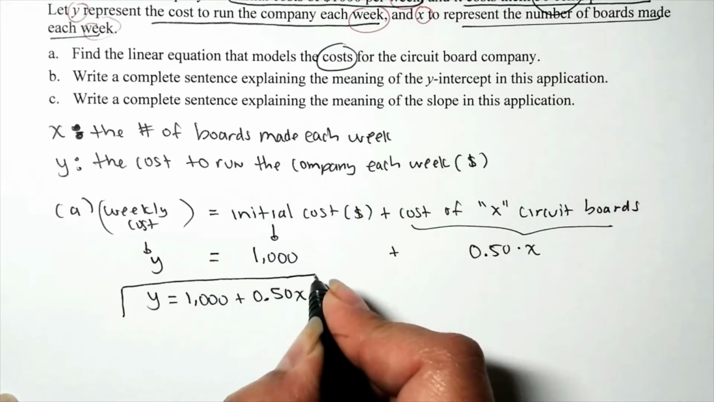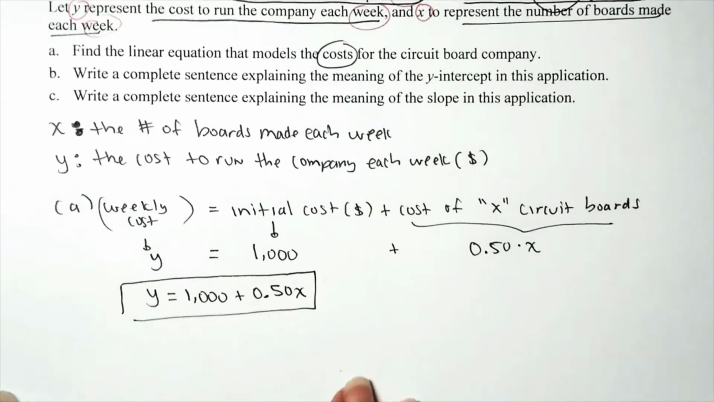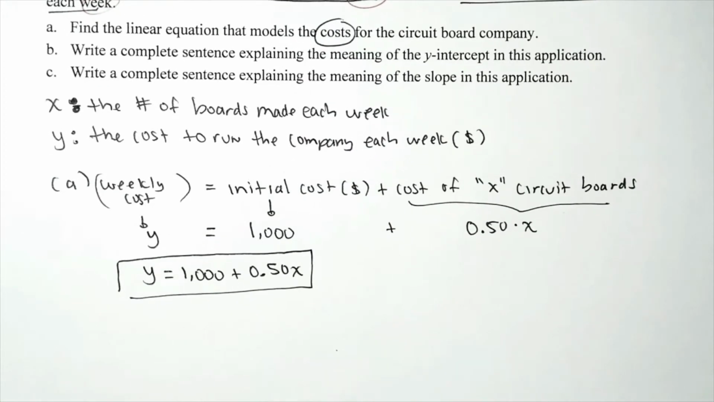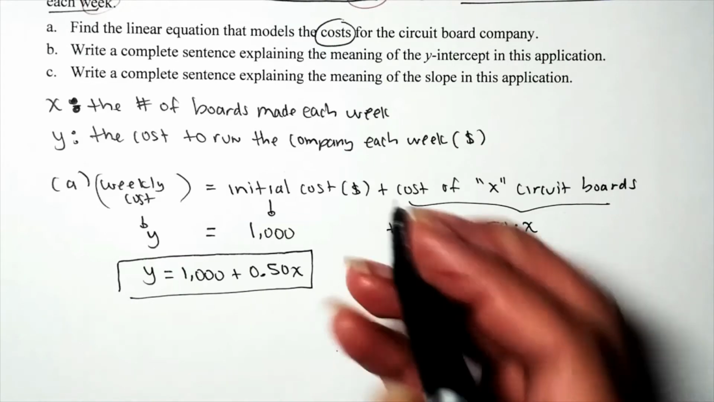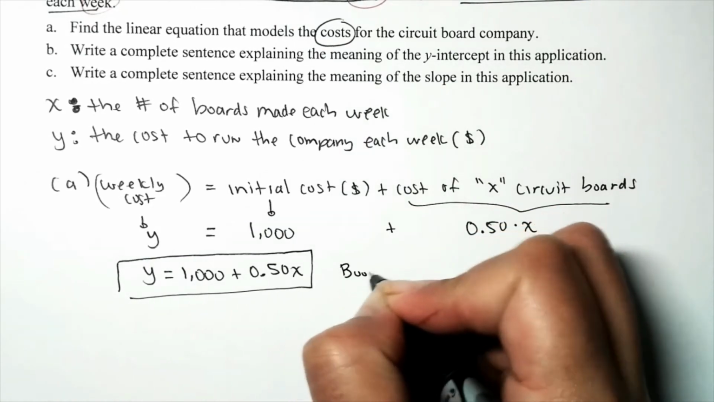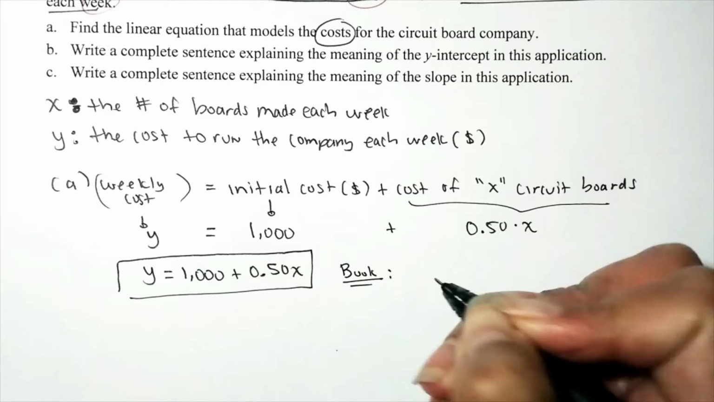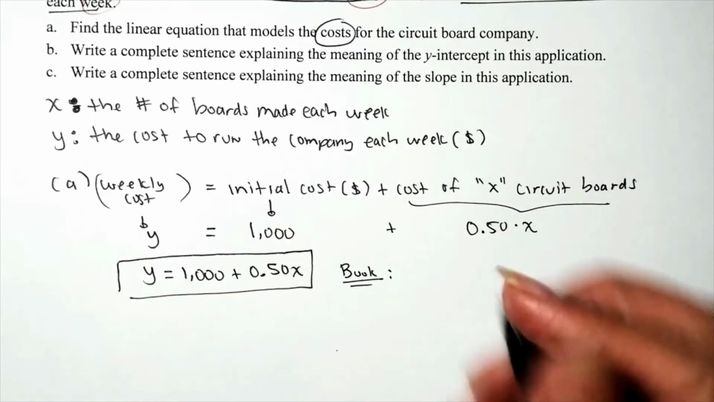I like this equation because it's written how I would normally think. Sorry for the redundancy, but I'm like, okay, how do we calculate the weekly cost? Oh, the initial cost plus the cost of however many boards we make. But of course, the back of the book cannot read our mind, because they choose to write it in slope-intercept form.